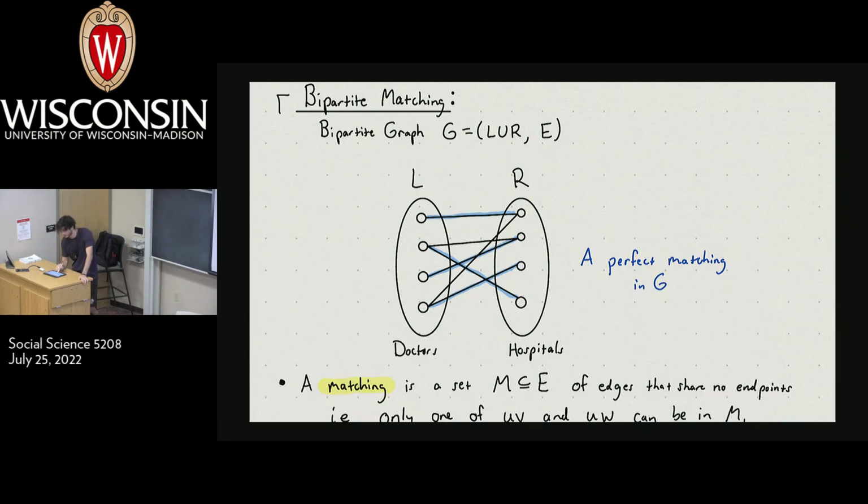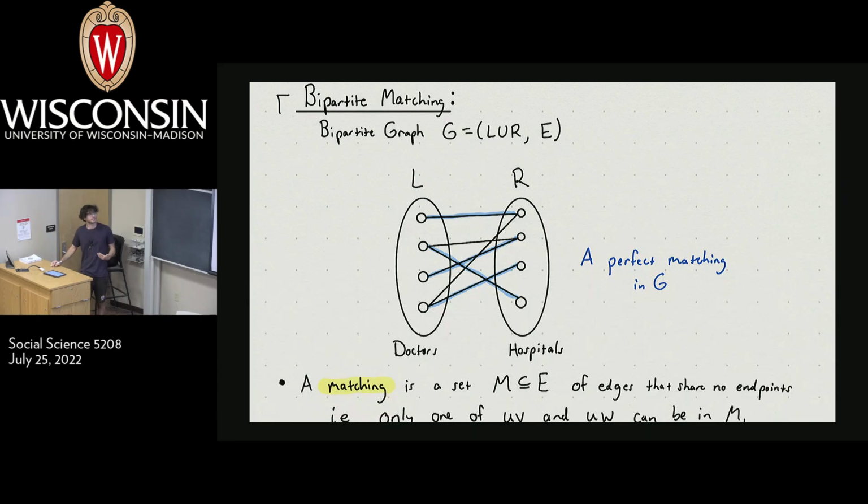So each doctor tells you which hospitals they're willing to work for, and we represent that by an edge from that doctor to that hospital. And similarly, each hospital tells us which doctors they're willing to hire. And our goal is to pick a matching, which is an assignment of doctors to hospitals, that is as large as possible. So in particular, each doctor can only take one job, and each hospital can only hire one person.